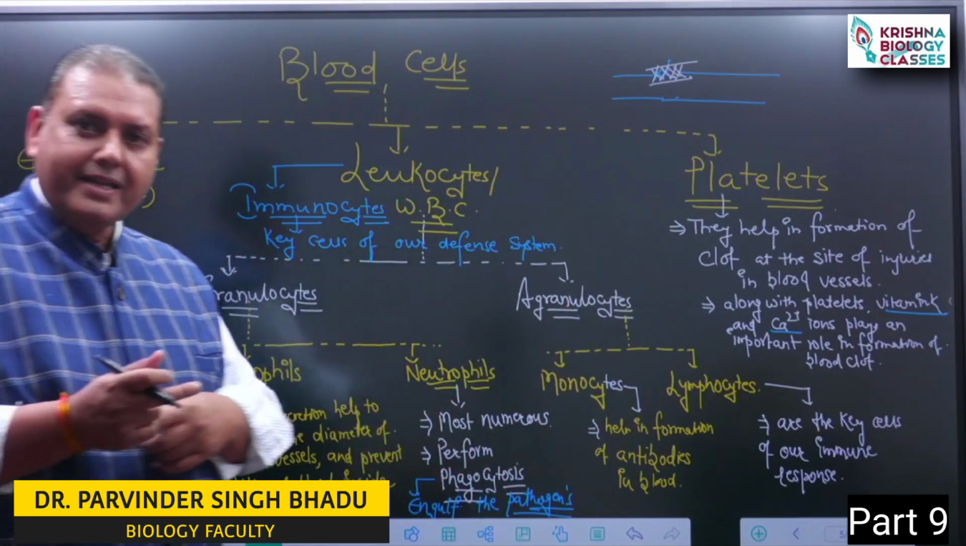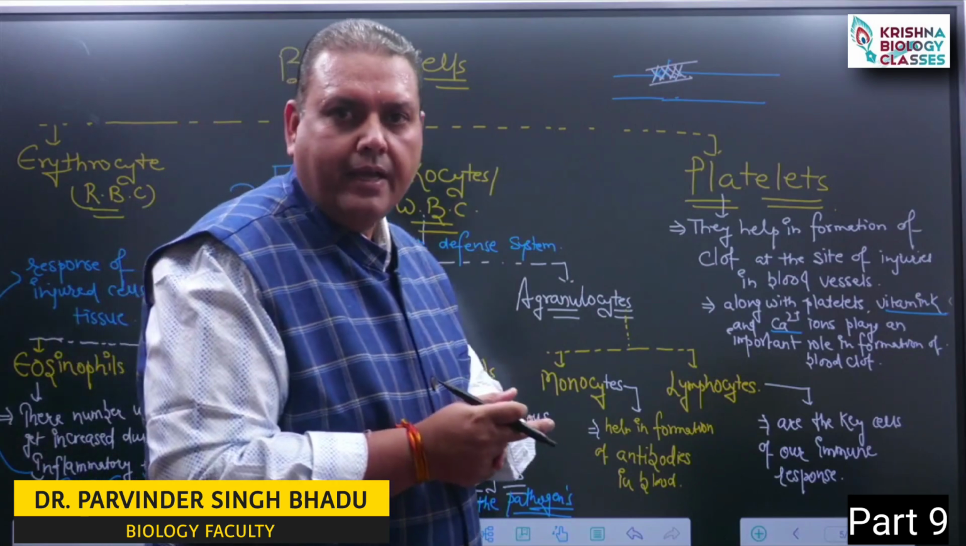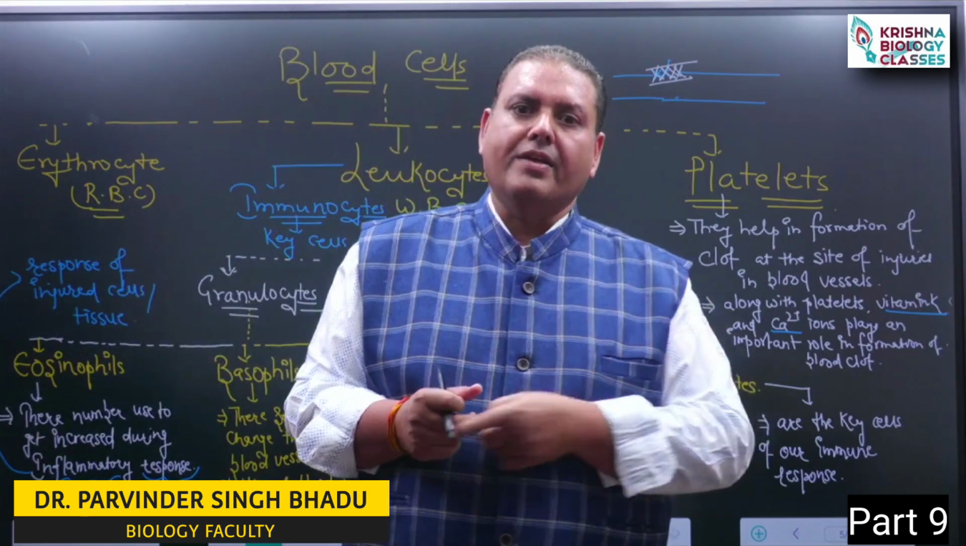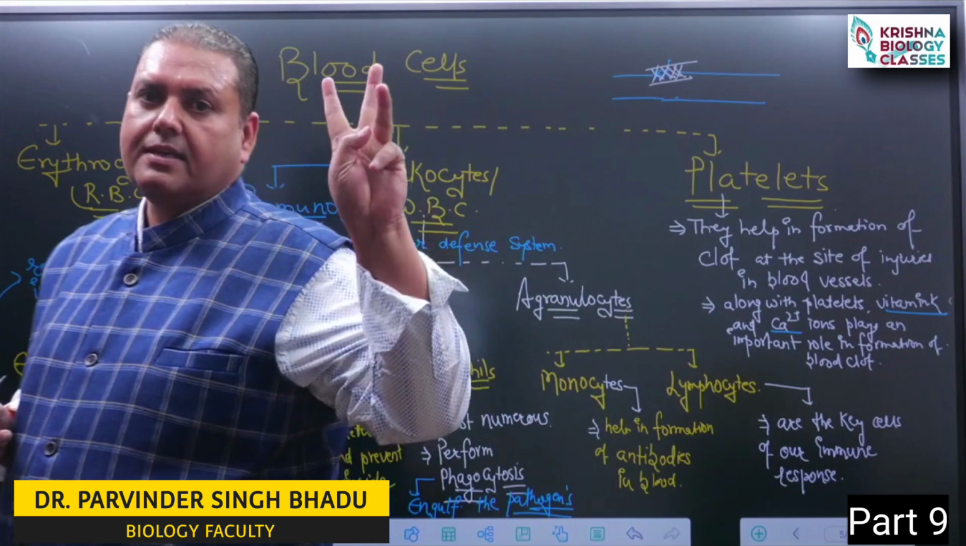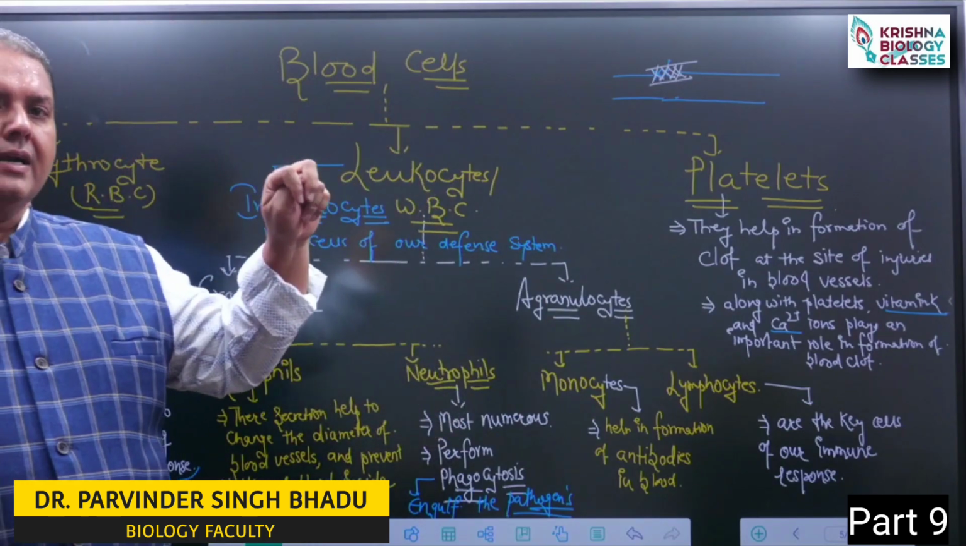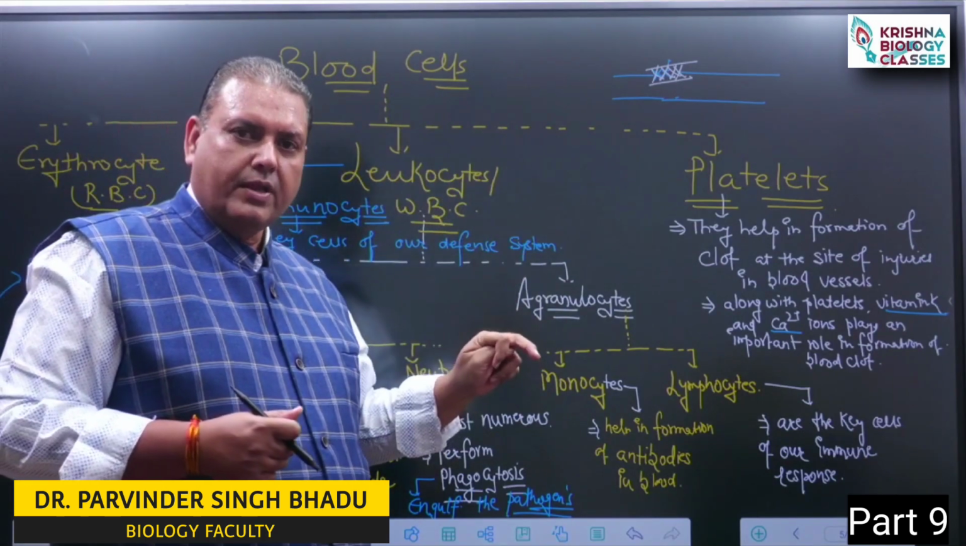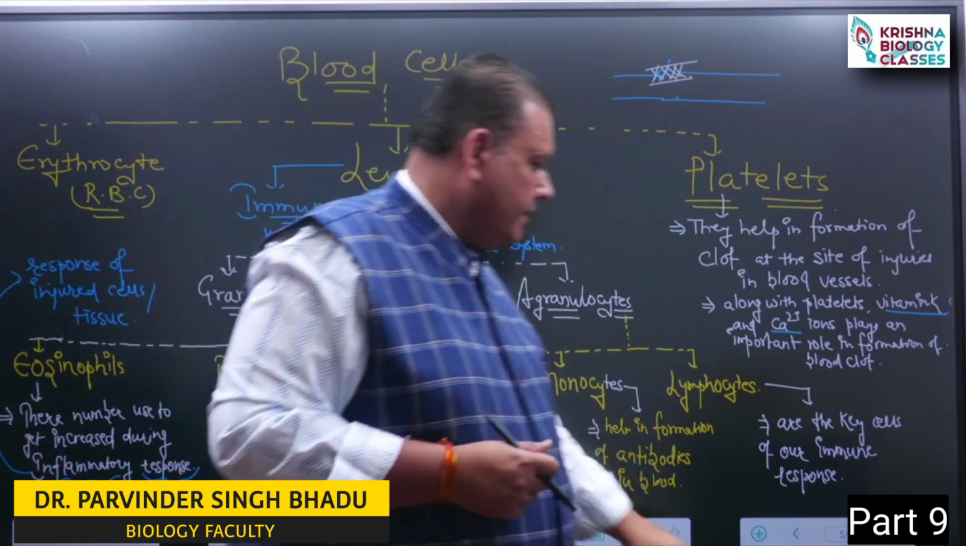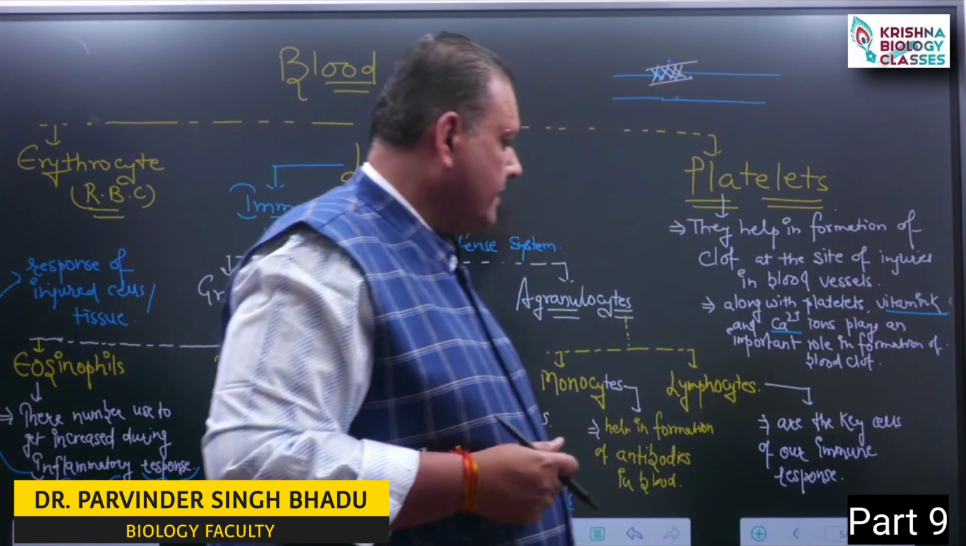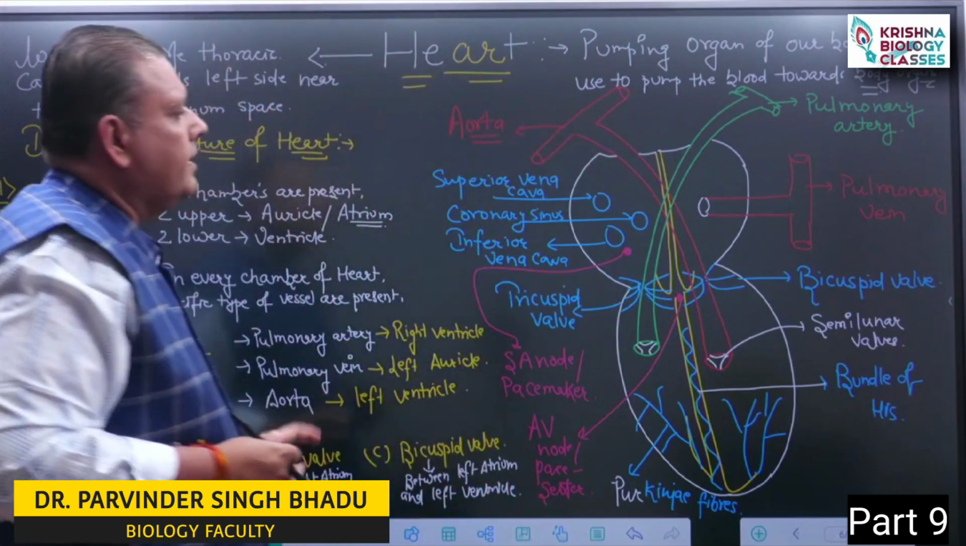So, what are we discussing? Transportation, basically the circulatory system. The major components of the human circulatory system are blood vessels, blood, and heart. We discussed the vessels and the blood, and now the next structure is our heart.